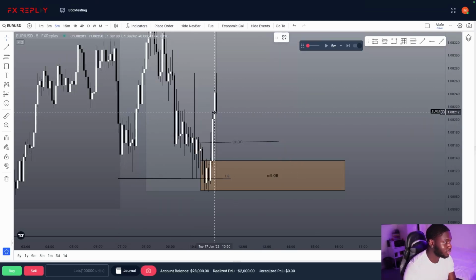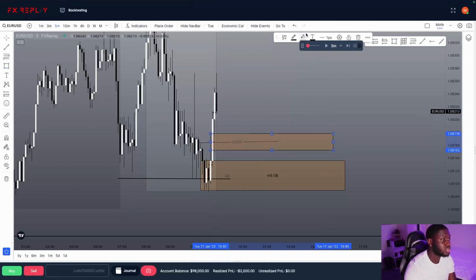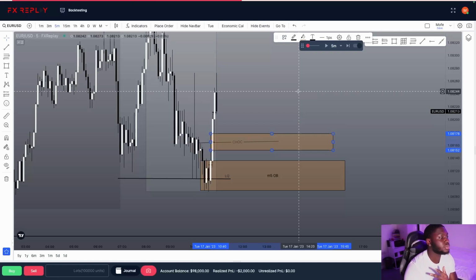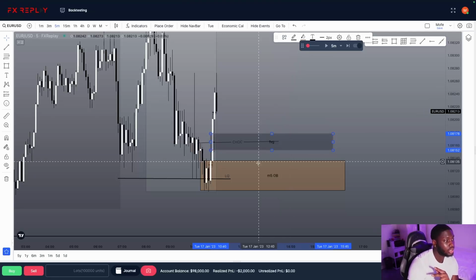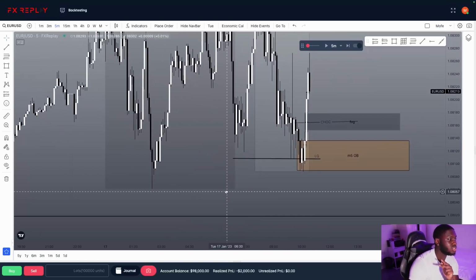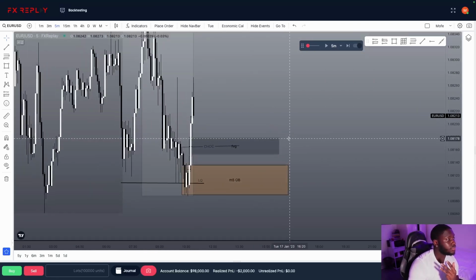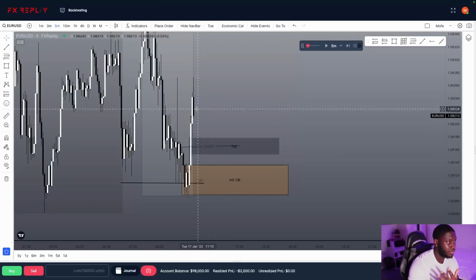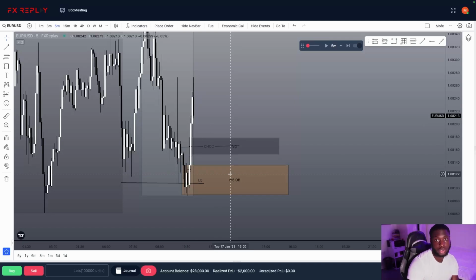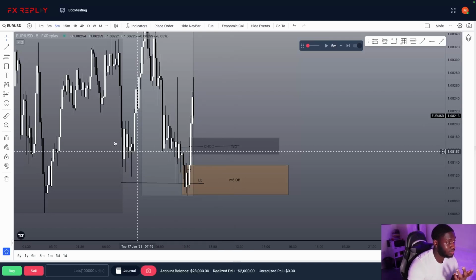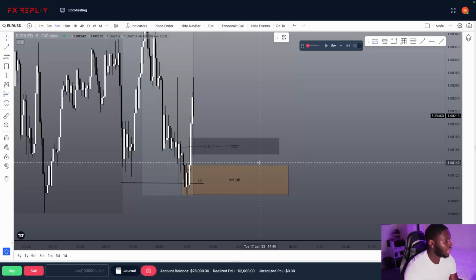We have multiple fair value gaps. We have 1, 2, 3 fair value gaps. So I'm just going to mark up this one. So we have 3 fair value gaps. That's 3. Is there a fair value gap near our stop loss? No, not really. That's 4. And for the 5th confluence, is it unmitigated? Yes, price has not pushed into this order block before we entered. So this is completely valid. So from here, I can take this order block.